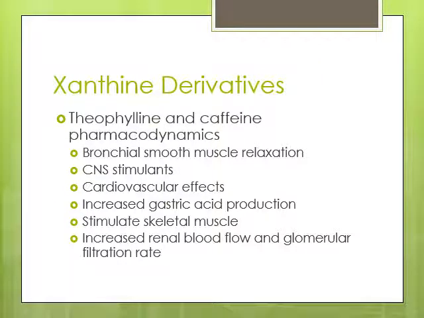So the next thing we're going to talk about is xanthine derivatives. The two medications that we focus on are theophylline and caffeine. Looking at the pharmacodynamics, you see bronchial smooth muscle relaxation, CNS stimulation, cardiovascular effects, increased gastric acid production. It stimulates skeletal muscle, and it also increases renal blood flow and glomerular filtration rate.